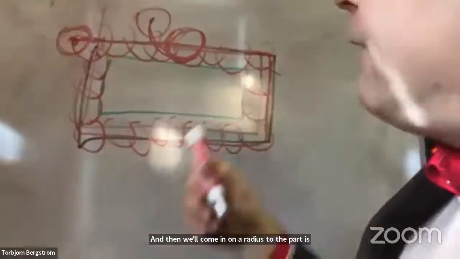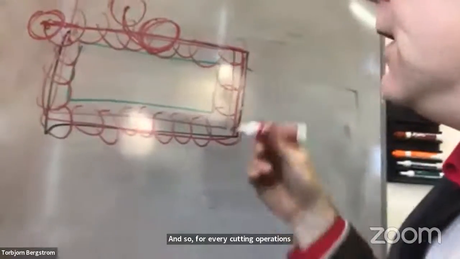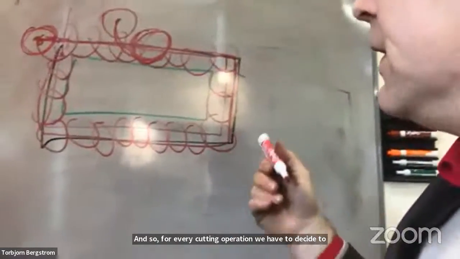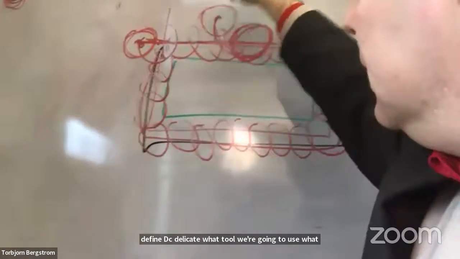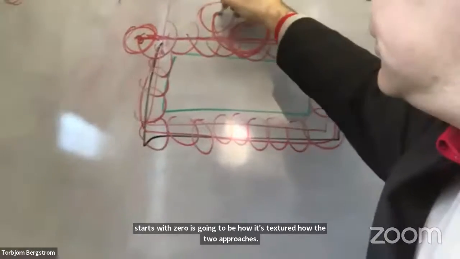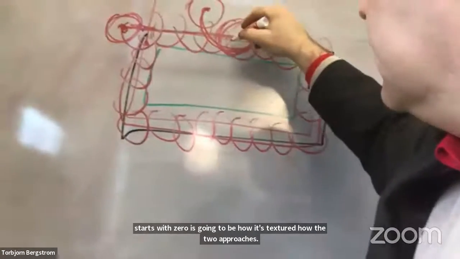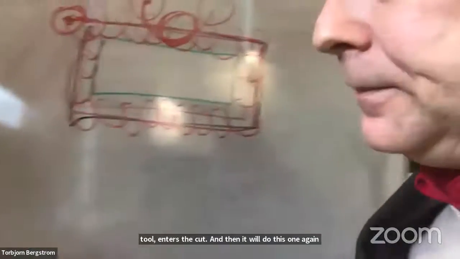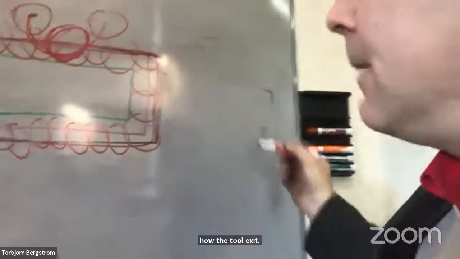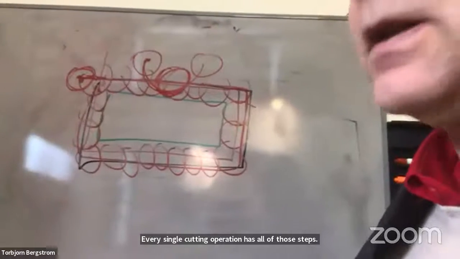And so for every cutting operation, we have to decide to define feed speed, depth of cut, what tool we're going to use, what stock material it's going to be, how it's fixtured, how the tool approaches the start point, how the tool enters the cut, and then if we're doing this one again, how the tool exits the cut. Every single cutting operation has all of those steps. Is there anything that I've missed that every single cutting operation has?